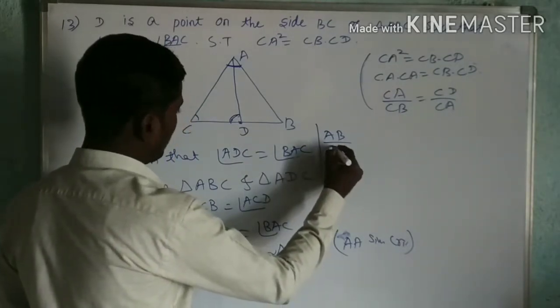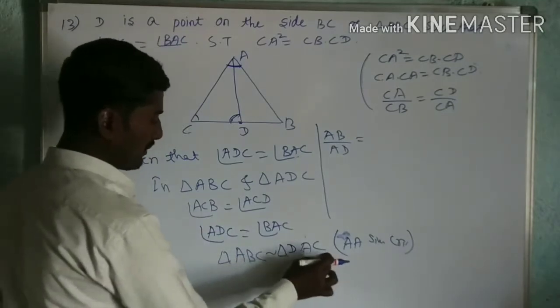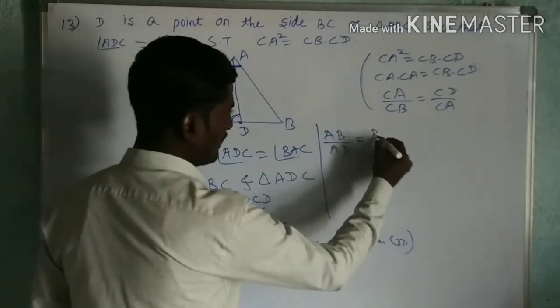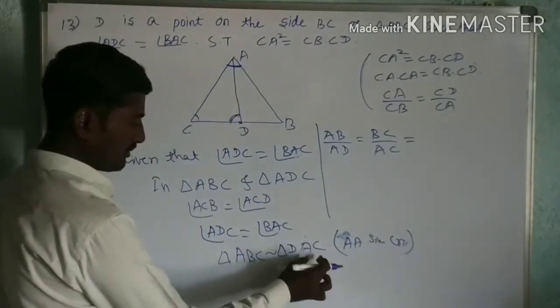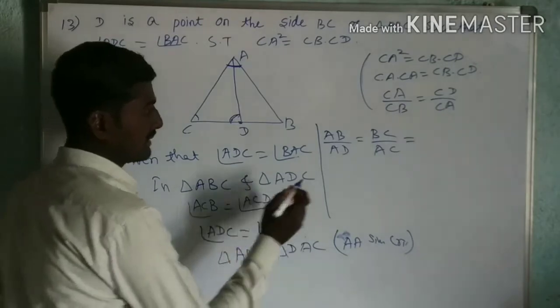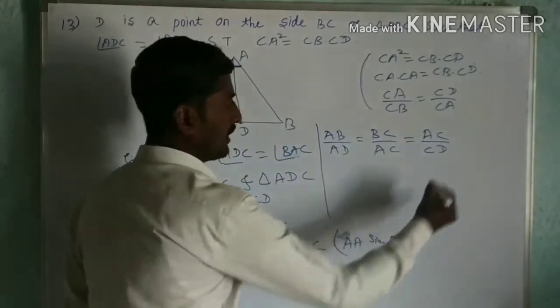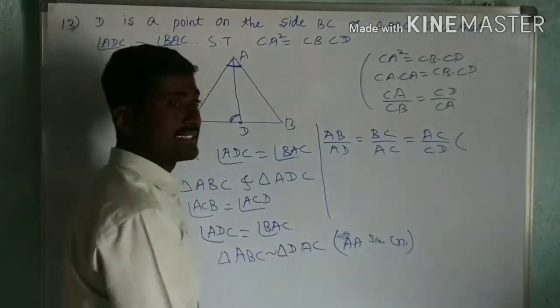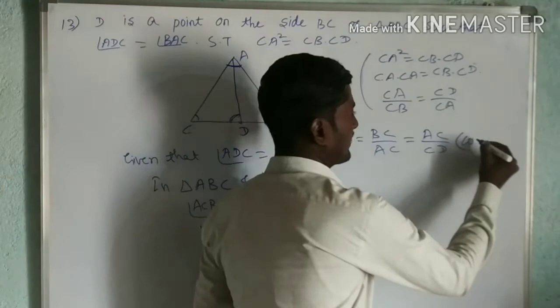AB divided by AD is equal to BC divided by AC, which is equal to AC divided by CD. Because corresponding sides of similar triangles. Okay, you write the reason.